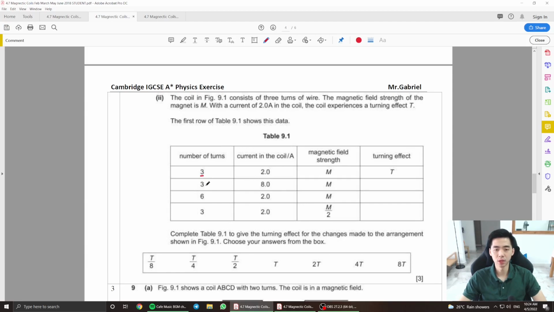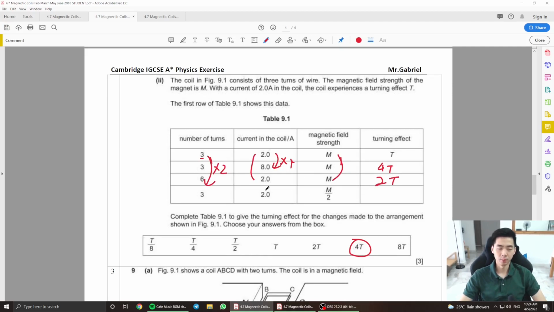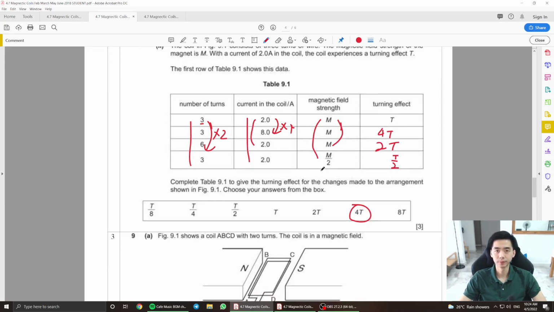So looking at this next row here, everything stayed the same except for this one, which was a multiple of 4. So obviously the turning effect is going to be 4 times as well. Now the next one here, this was the same, this was the same, and this one changed to a multiple of 2. So yet again, the turning effect is going to be 2 times. And finally, the last one here, this was the same, this was the same, this one is divided by 2. So obviously the turning effect is divided by 2 as well. So your answers should be 4T, 2T, and T over 2.